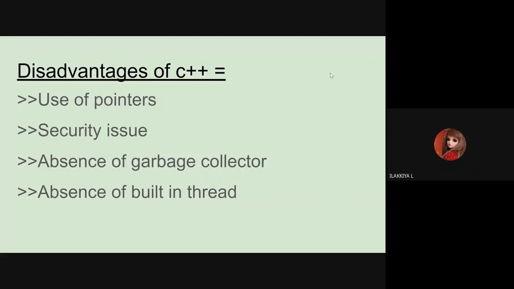So I hope you understood the features, uses, advantages, and disadvantages of C++. So I hope you understood.